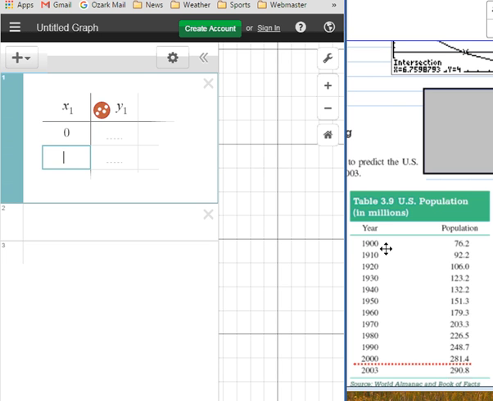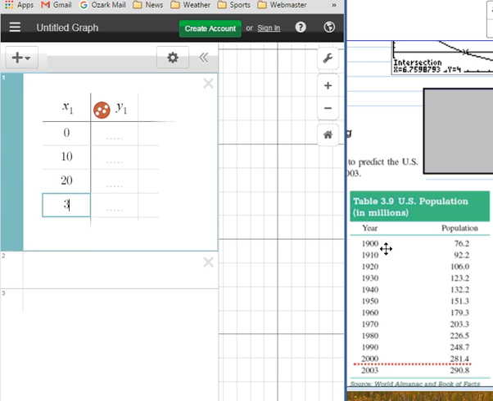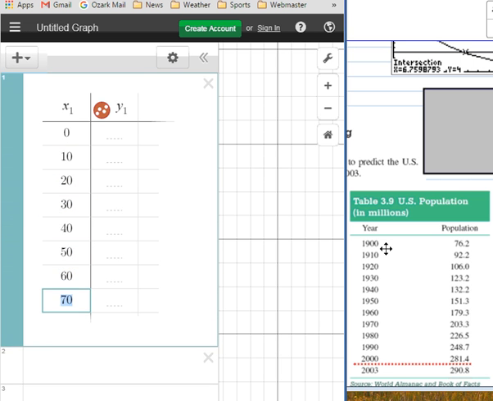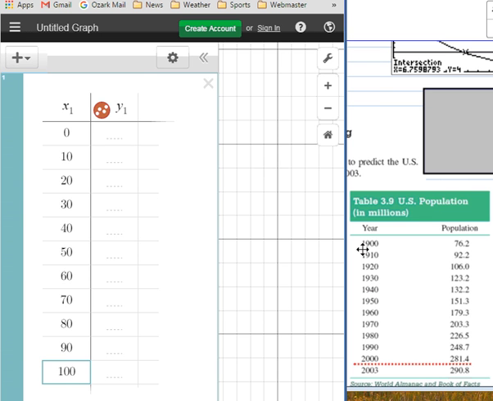And what is it doing? Every 10 years? 10 years. All right. And then my y's, 76.2. 76.2. What's the next one? 92.2. 106.